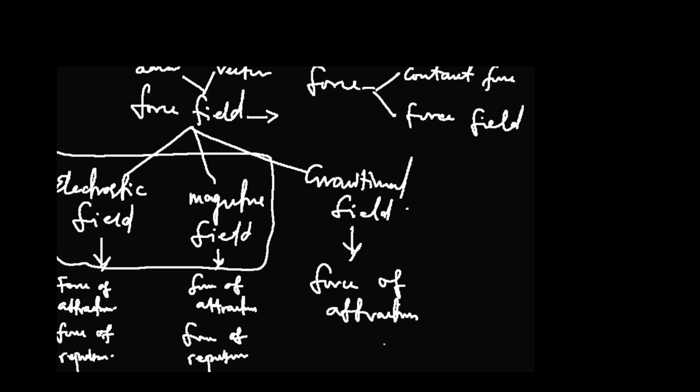Are you getting those differences now? So you'll be able to compare them easily by knowing all of this. Again, electrostatic field deals with attraction and repulsion. Magnetic field deals with attraction and repulsion. Gravitational field deals with only attraction. Electrostatic field deals with only what? Charge. Magnetic field deals with magnetic molecules. Gravitational field deals with mass.